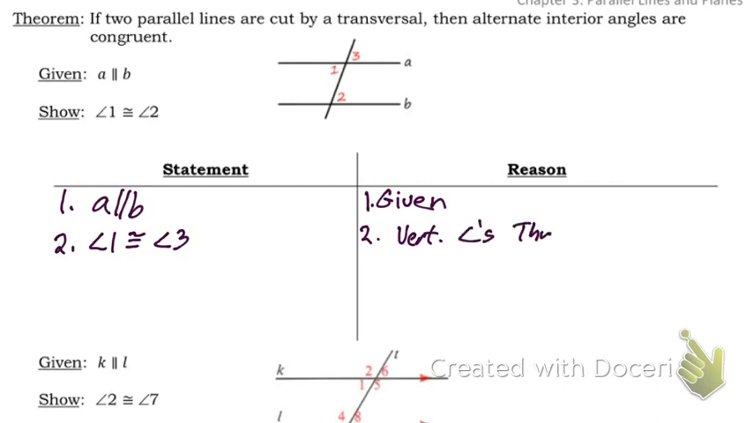Yeah, you could put theorem 4 or just put vertical angles. I like this because I don't have to look at the pink sheet. I know that vertical angles are congruent. I don't need to look at it. Just write vertical angles. All right, so right now we have 1 going to 3.